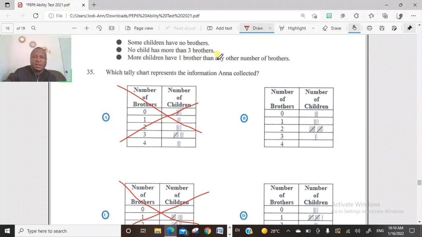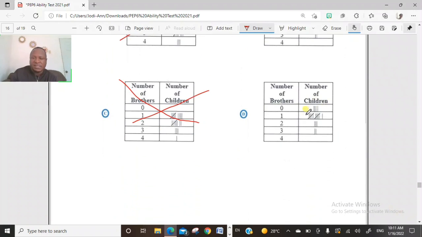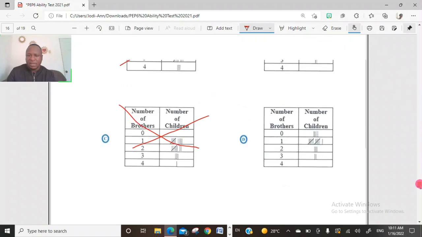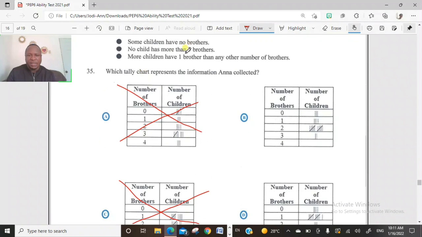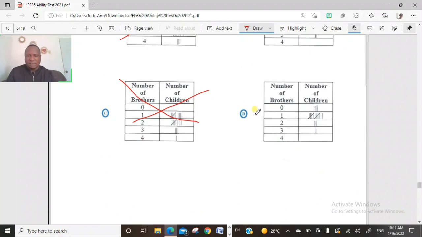Right? More children have 1 brother than any other number of brothers. So we must look for the one that has now 1 brother. So here is one number of brothers, 1 brother more than any other number of brothers. So the answer for this one, you can see that this one matches. Some children have 0 brothers. All right. And this one, it says last clue. So back at the last clue. More children have 1 brother than any other number of brothers. The only one that fits is D.